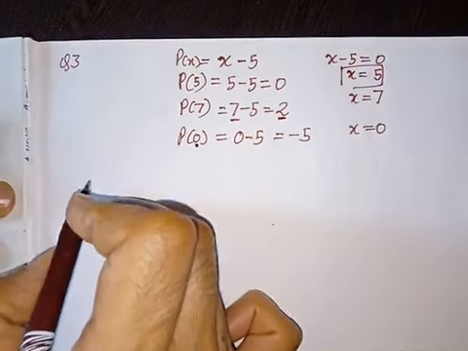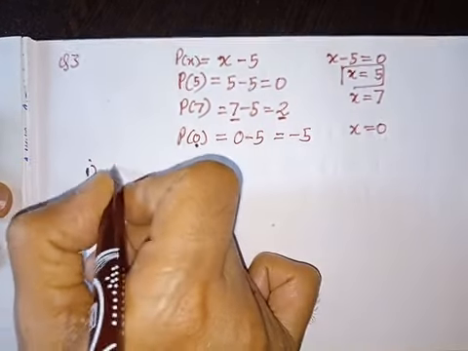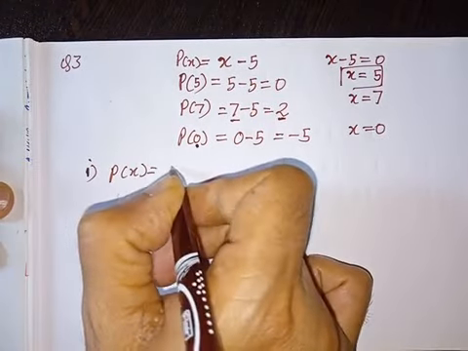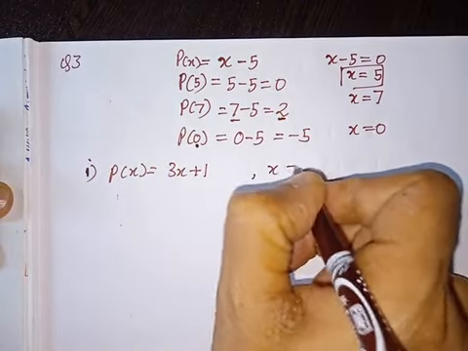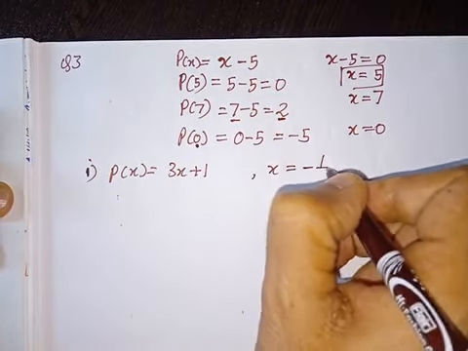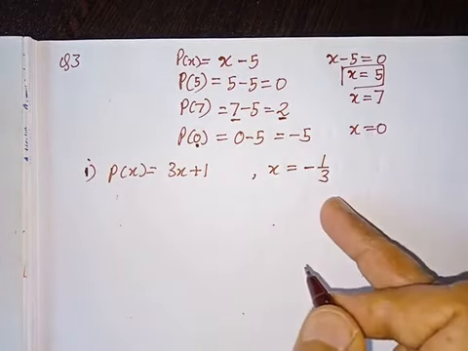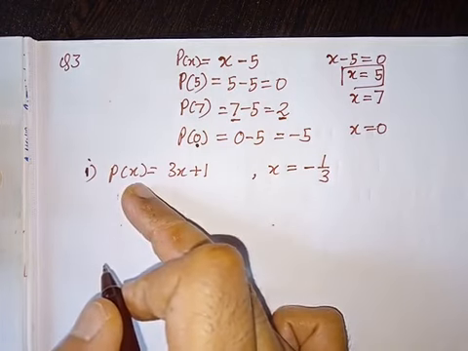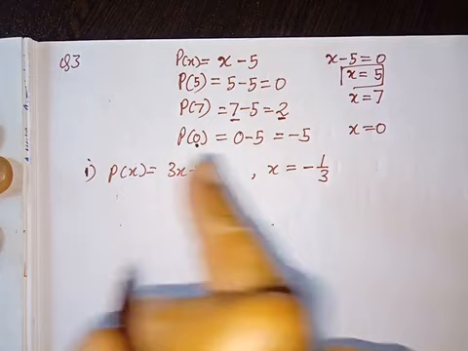Now let us move to question number 3. Here the polynomial given to us is 3x plus 1, and the value of x is also given to us, that is minus 1 upon 3, and we have to check whether this value, that is x equals minus 1 upon 3, is a zero of the polynomial or not. For that, we will substitute the value of x in the polynomial.